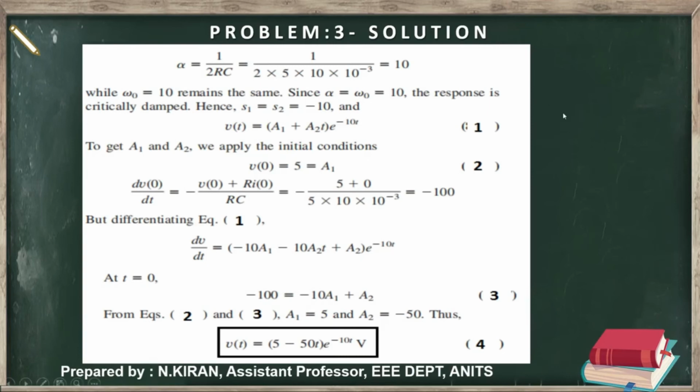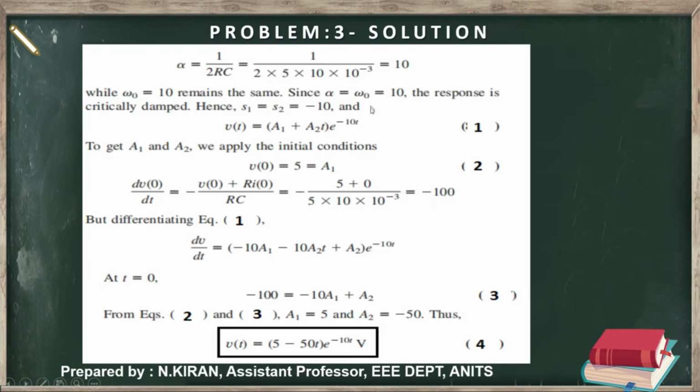Since the roots are real and equal, we know the expression V of t will be A1 plus A2t into e power minus alpha t. So applying initial conditions, V of 0 value is 5, as it is given, by which we will get A1 to be 5. Then we substitute the values in the initial condition, that is dV by dt at t is equal to 0 plus. On substituting we will get minus 100 amps per second.